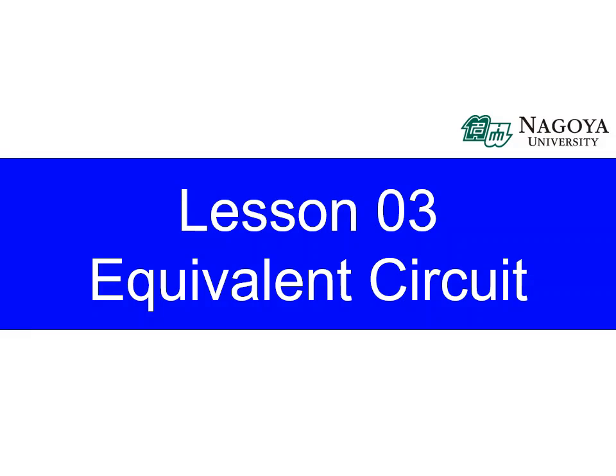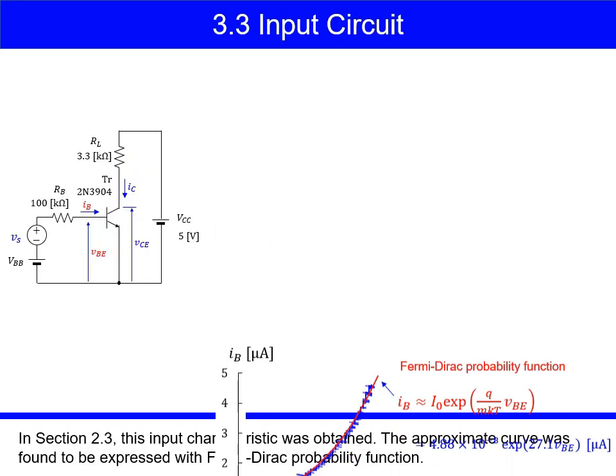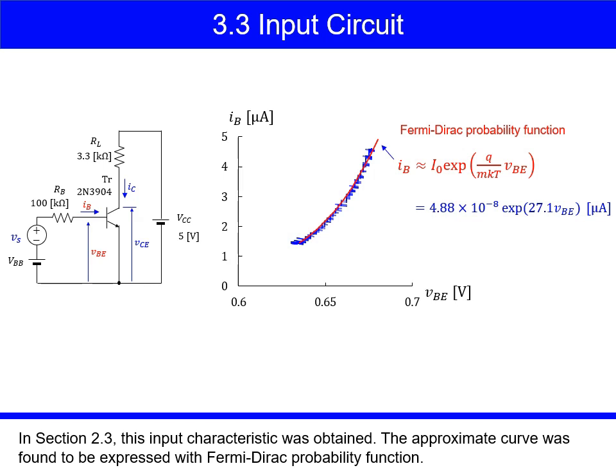Lesson 3, Equivalent Circuit. Section 3.3. Input Circuit. In Section 2.3, this input characteristic was obtained. The approximate curve was found to be expressed with Fermi-Dirac probability function.